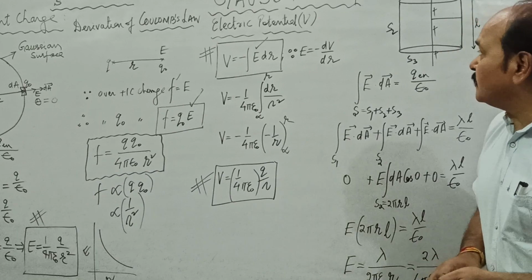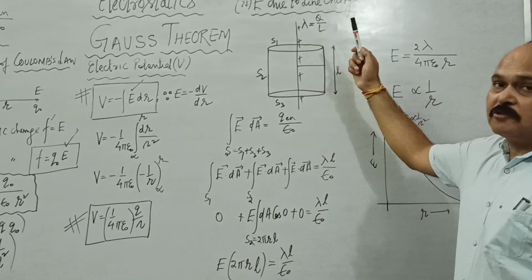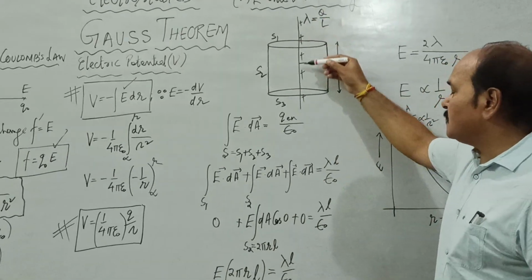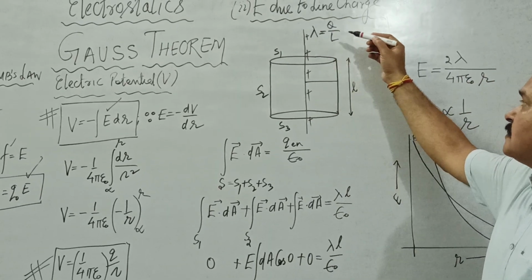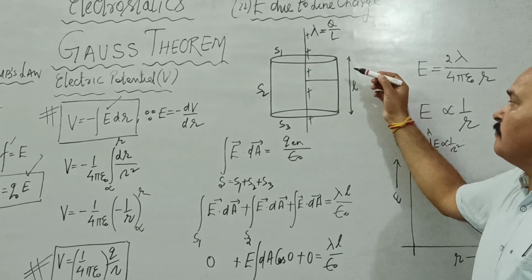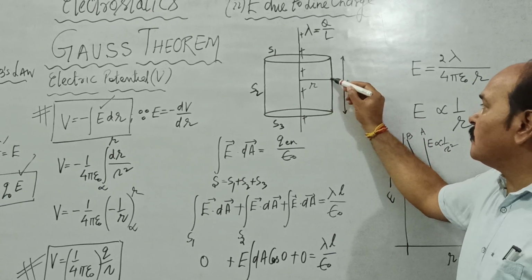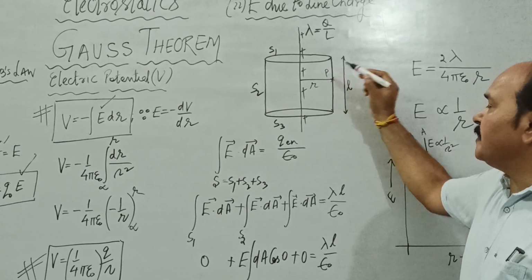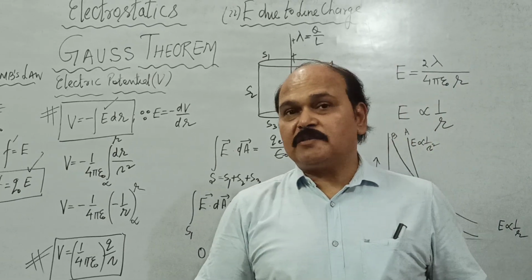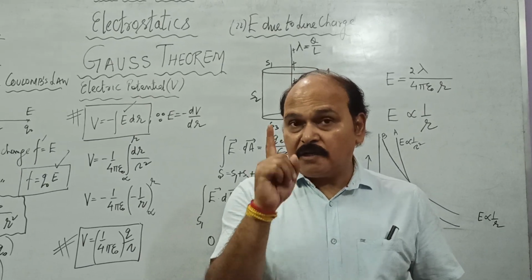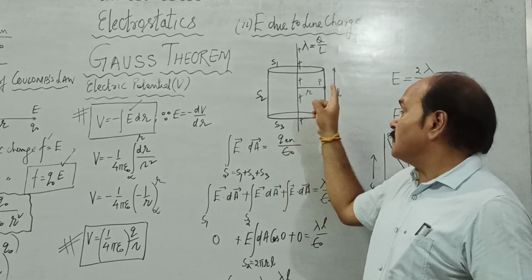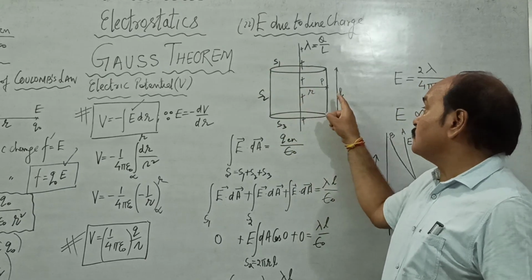Well, the next application of the day is E due to line charge. What is line charge? We have already studied in detail. This is a linear charge distribution. It's a very long wire which carries charge Q. Its length is L. So linear charge density is lambda equal to Q upon L. Well, at a distance r from it, we want to find out electric field intensity at this point P. So what do we do? As usual, we have to draw a Gaussian surface passing through this point, and the Gaussian surface here is in the form of a right circular cylinder, whose radius is r.